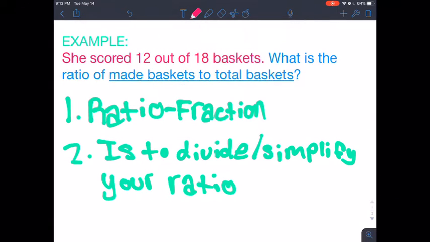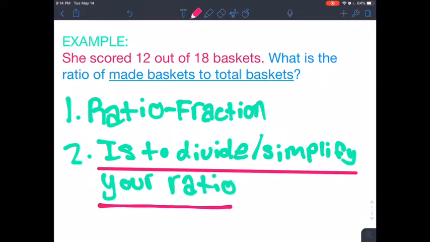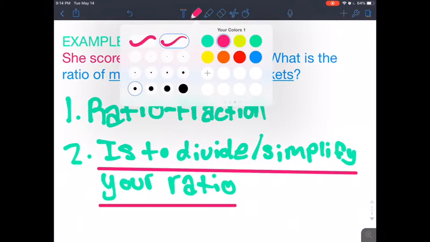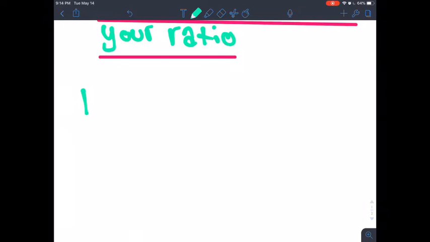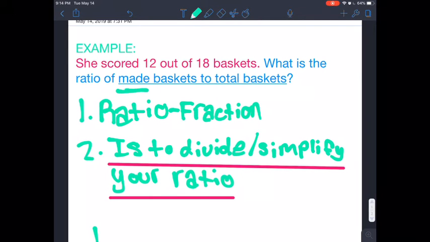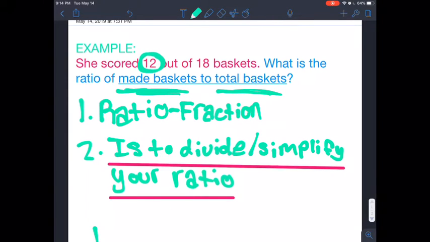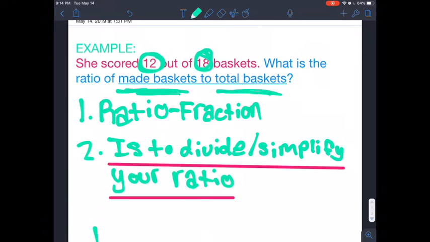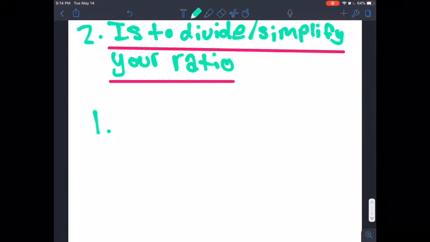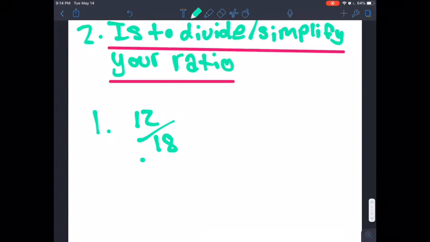So, on this example, you would make the ratio into a fraction. Since the ratio we want to make is made baskets to total baskets, you would have the number of baskets that she made, which was 12, and the number of total baskets, which was 18. So she made 12 baskets, and she took 18 shots. And so your fraction would be 12, which is her number of made baskets, over 18, which is the number of total shots that she took.